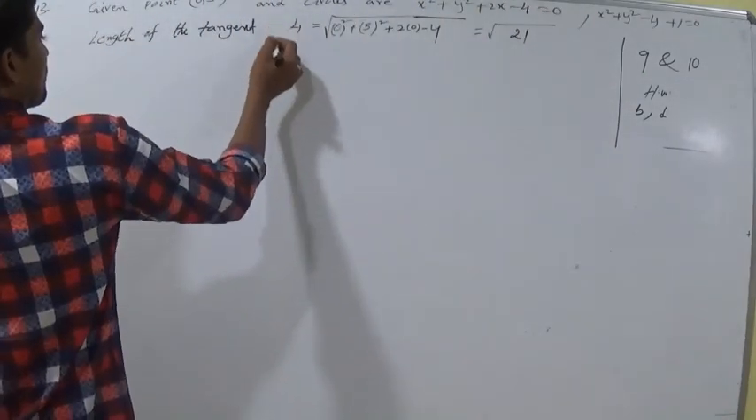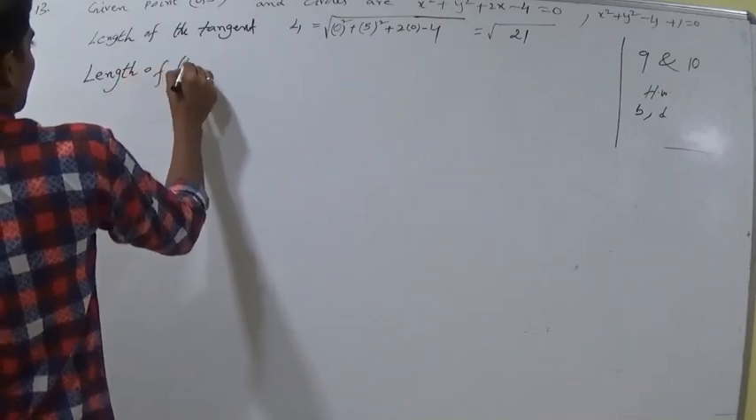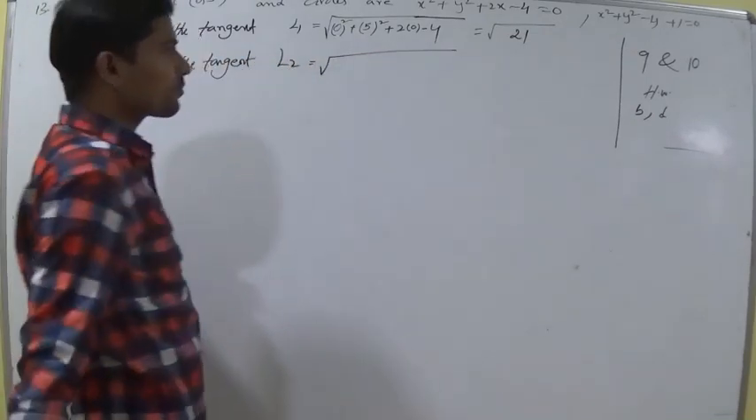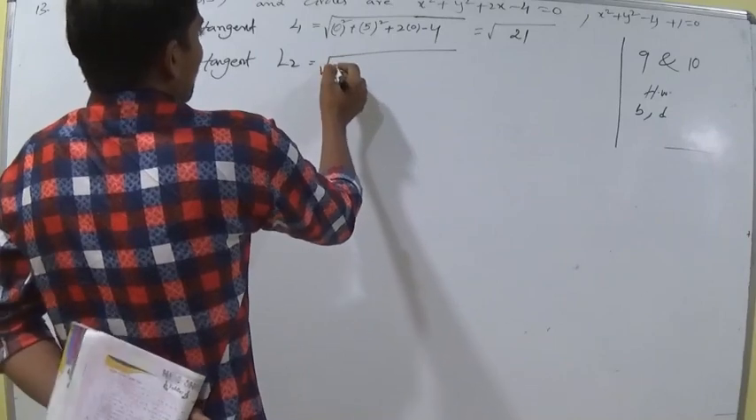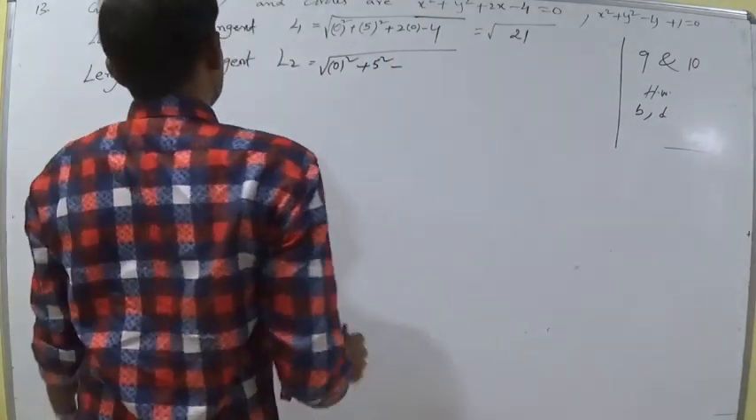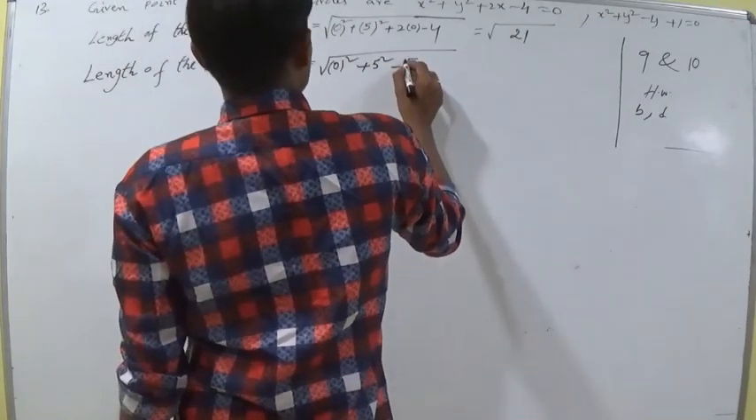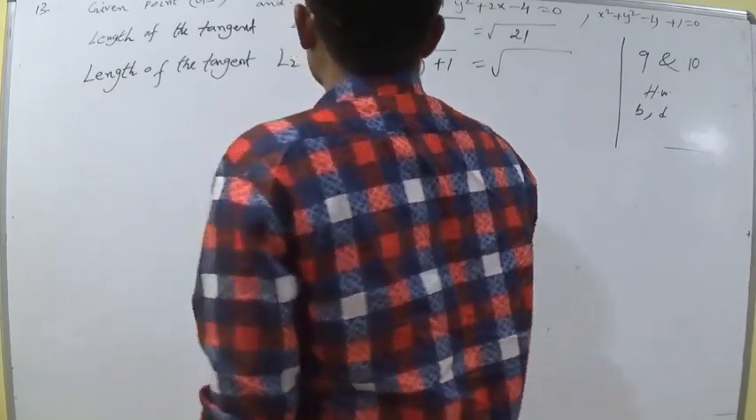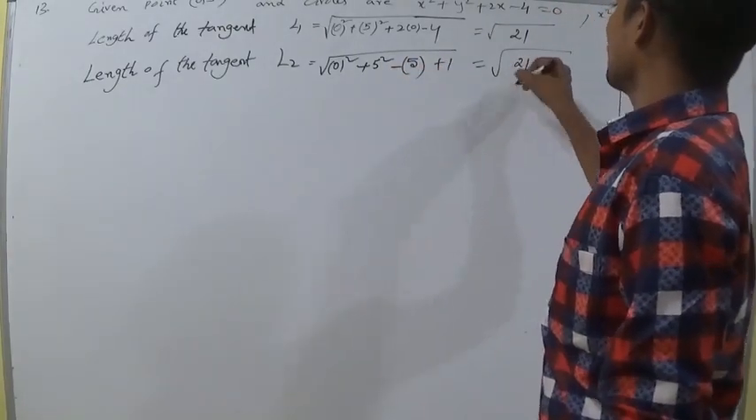Length of the tangent L2. L2 is square root of x1 square plus y1 square minus y1 plus 1, so 0 square plus 5 square minus 5 plus 1, square root of 25 plus 1, 26 minus 5, which is equal to square root of 21.